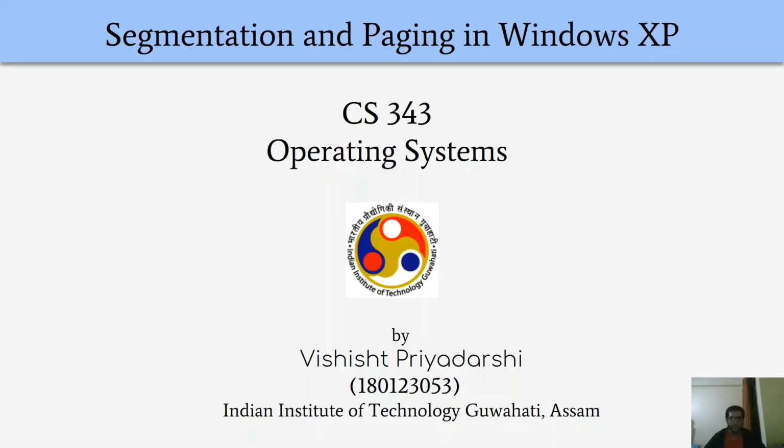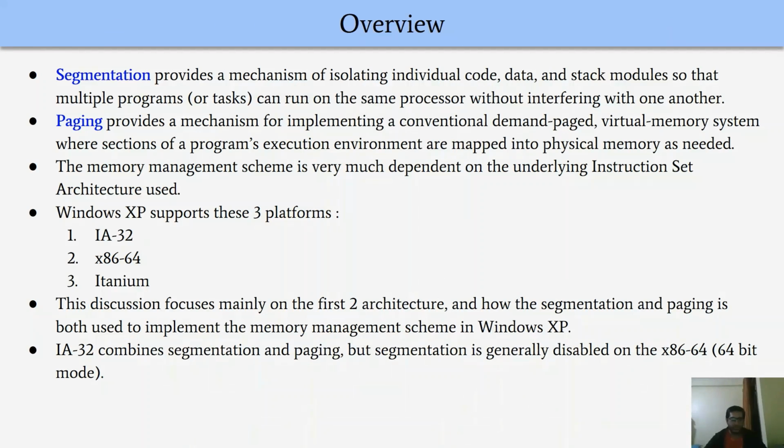Today I am going to talk about segmentation and paging in Windows XP. So segmentation and paging are two different non-contiguous memory allocation schemes that are used by the operating system. In segmentation, the code is divided into variable sized sections which are known as segments, while in paging the program is divided into fixed sizes called pages or page size.